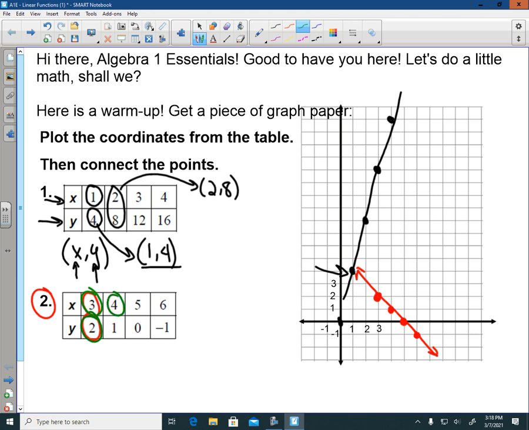I didn't have any repeated 4s. 4 went to the 1. It didn't go anywhere else. This is how we know that these are functions.